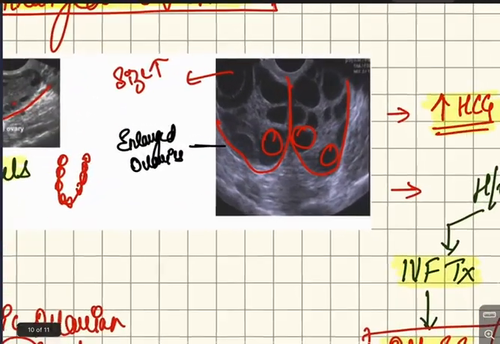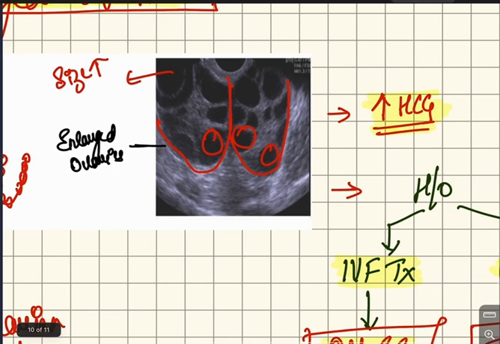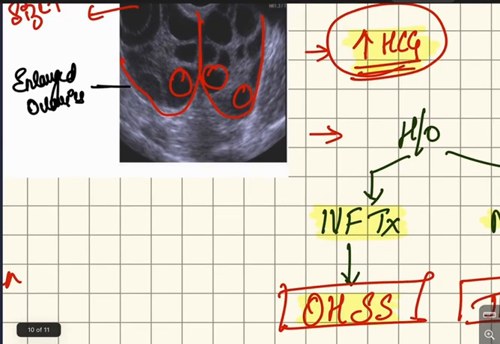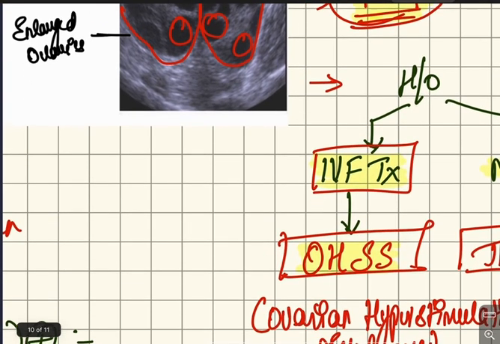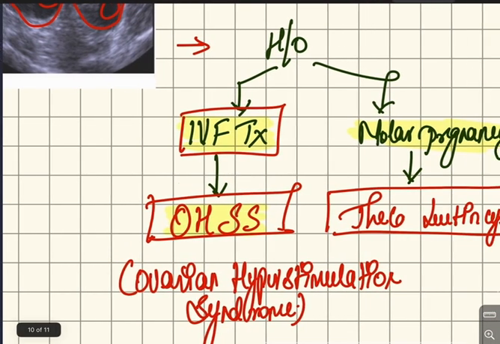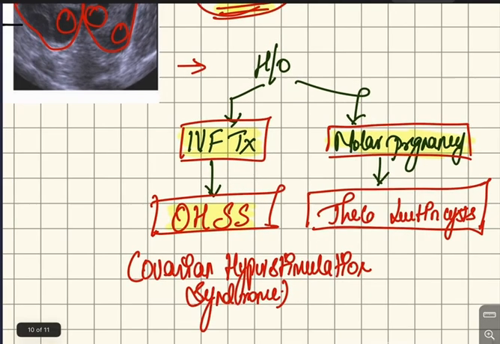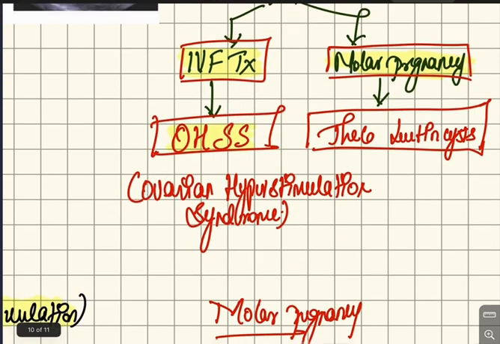Next is this image, where you see this on your USG, and if there is an increase in the HCG level, we have to look at the history. What is the patient's history? If she is on IVF treatment, it is OHSS, that is ovarian hyperstimulation syndrome. If there is a history of molar pregnancy in the past, we have to rule out theca lutein cyst. So what is molar pregnancy?